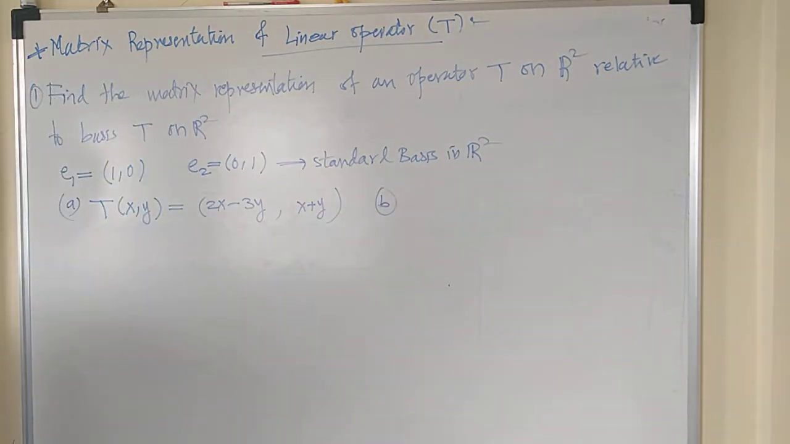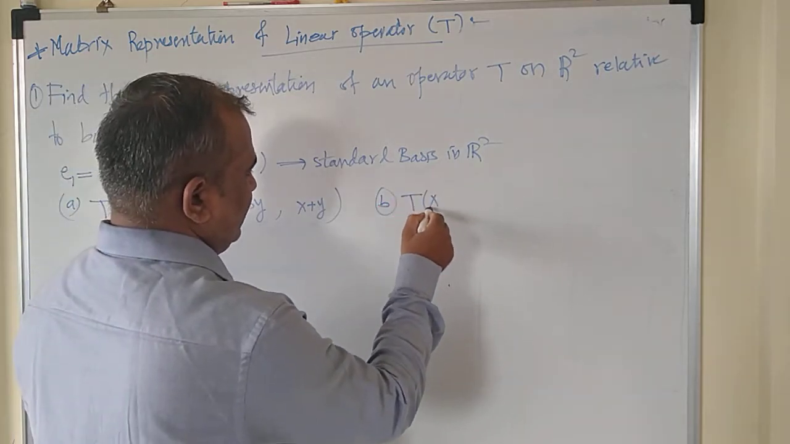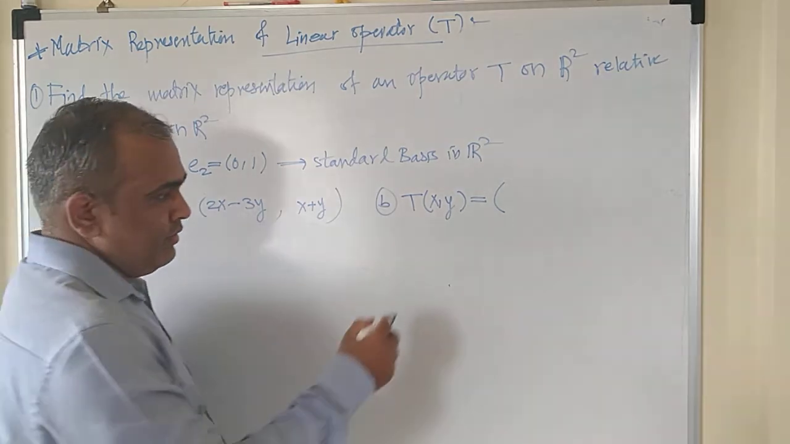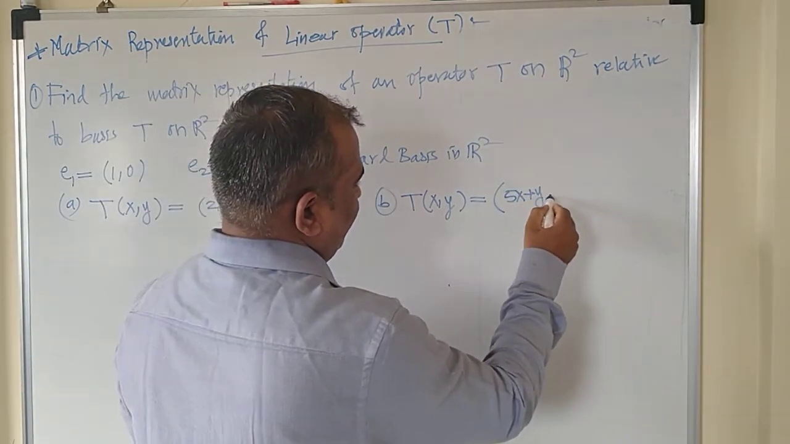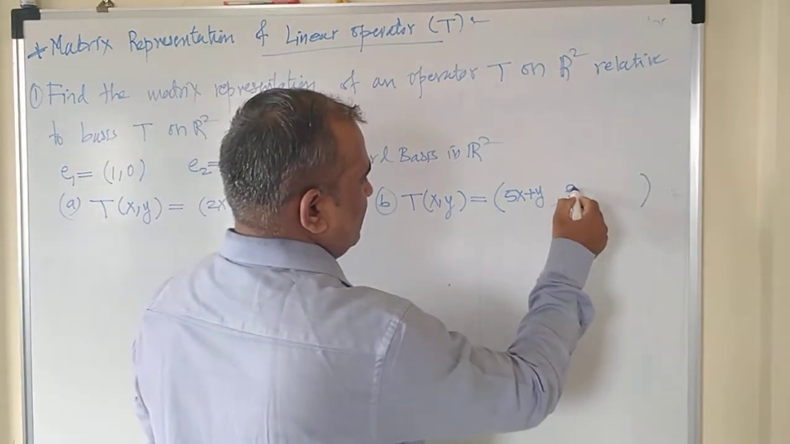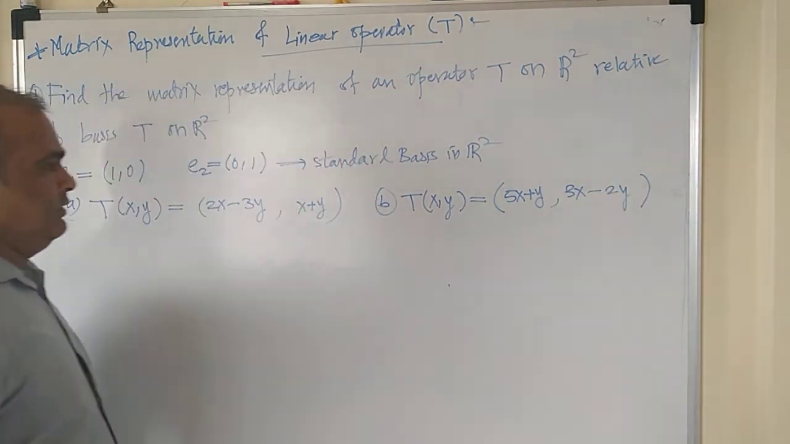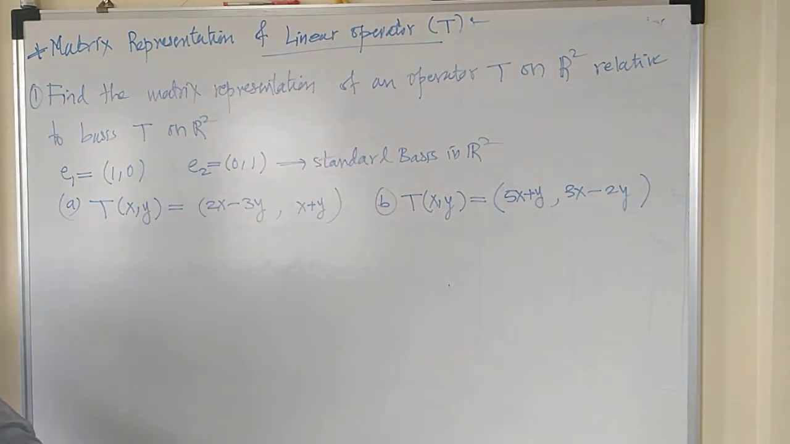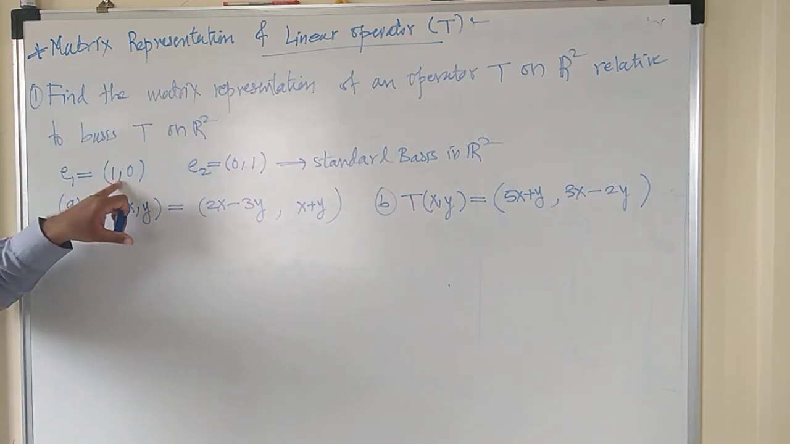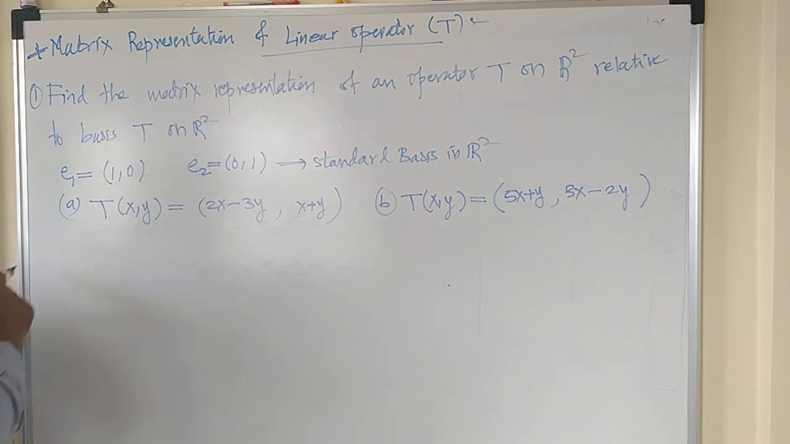So this is your linear operator. Let me write the second one also, but the second one will be the homework for you. T(x, y) equals (5x plus y, 3x minus 2y). That's all. So let us solve the first one, and obtain the matrix representation of this linear operator using the standard basis vectors E1 and E2 in R2.